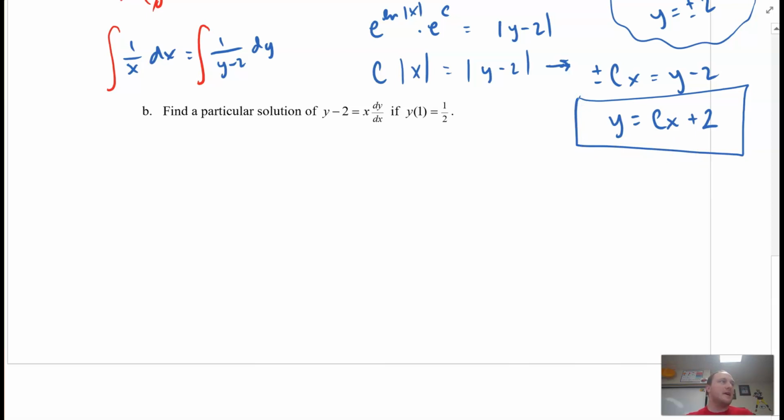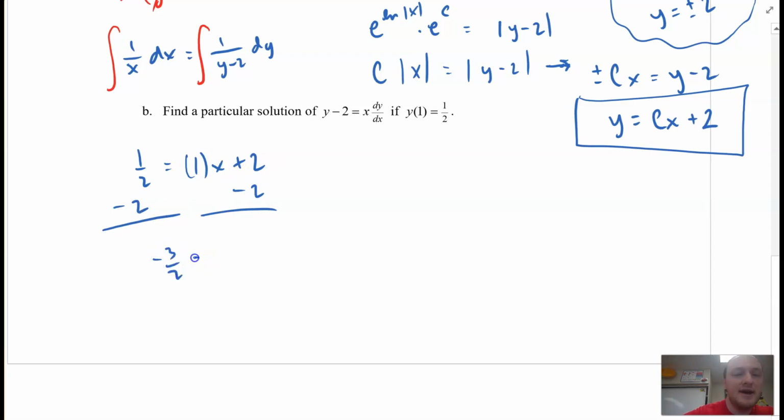And then lastly, part B says find a particular solution of that equation if y of 1 is equal to 1/2. So all I'm going to do is plug these values in. 1/2 is equal to 1 times x plus 2. So we'll subtract 2 on each side, and we get c is equal to negative 3/2. So here's our specific or particular equation that they want. And that is it.